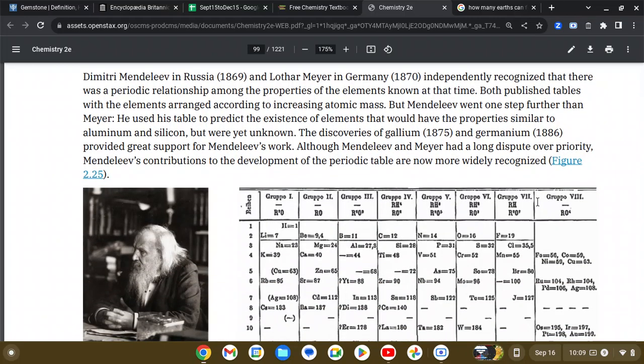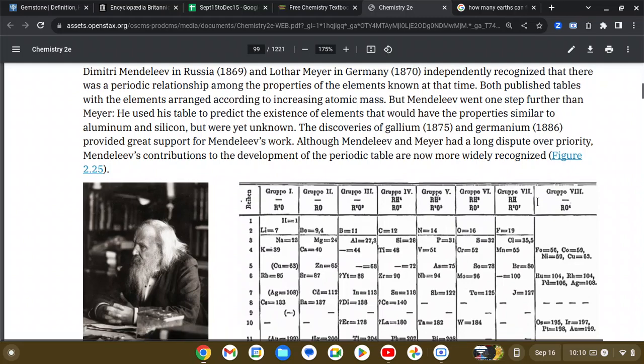Dmitri Mendeleev, in 1869, and Lothar Meyer in Germany, 1870, independently recognized that there was a periodic relationship among the properties of the elements known at that time. Both published tables with the elements arranged according to increasing atomic mass, but Mendeleev went one step further than Meyer. He used his table to predict the existence of elements that would have properties similar to aluminum and silicon, but were yet unknown. The discoveries of gallium and germanium provided great support for Mendeleev's work, although Mendeleev and Meyer had a long dispute over priority. Mendeleev's contributions to the development of the periodic table are now more widely recognized.